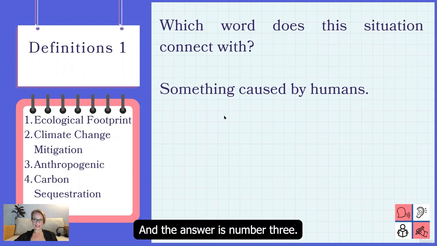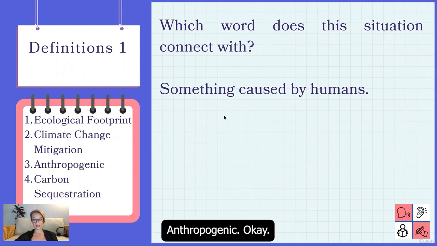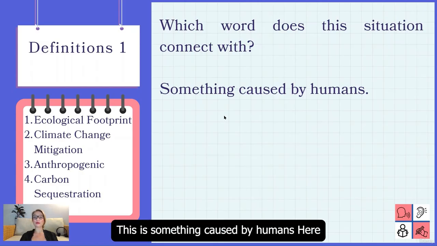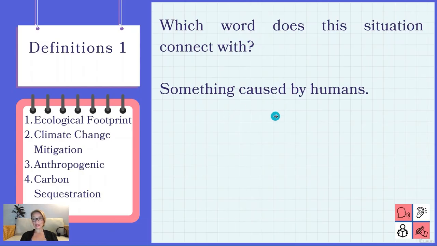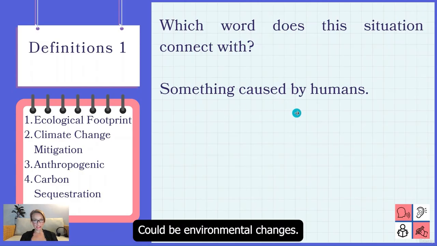Okay, and the answer is number 3, anthropogenic. Okay, because anthropogenic refers to environmental changes caused by human activities. So something caused by humans here could be environmental changes.